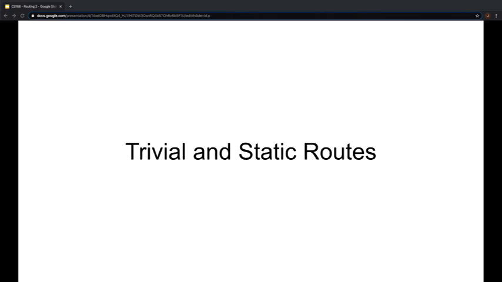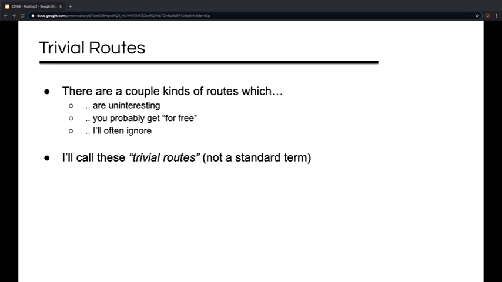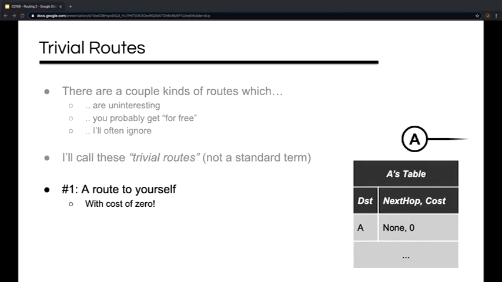All right, moving on. So trivial and static routes. There's a couple kind of routes which are uninteresting, and you probably get them kind of for free, and therefore I will often ignore them. But I want to mention what they are. I'm going to call them trivial routes, which is not a standard term, but it's how I'm going to classify them together. And so the first one of these is a route to yourself, with a cost of 0.